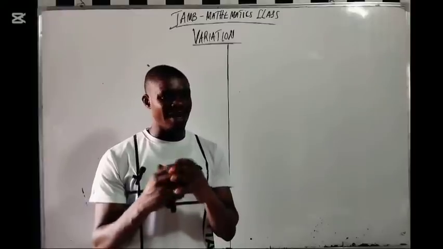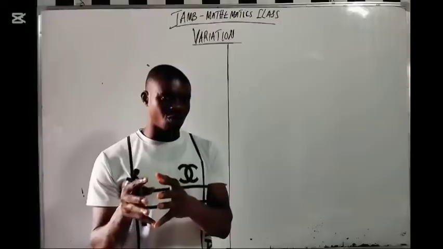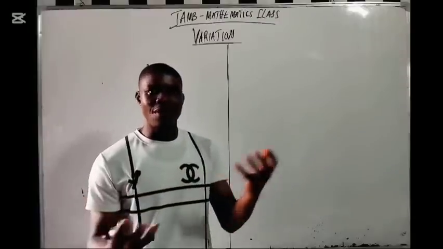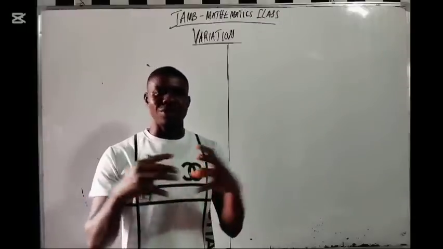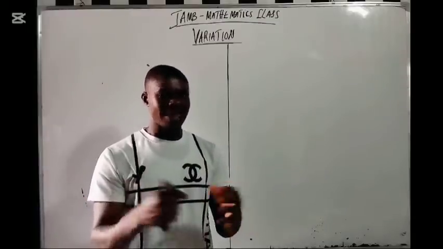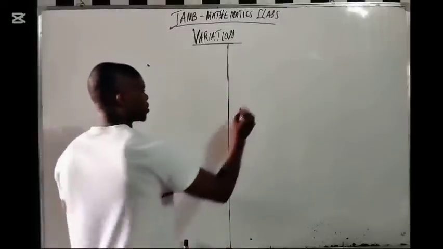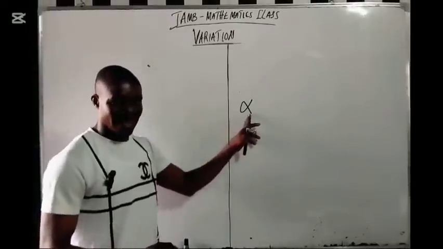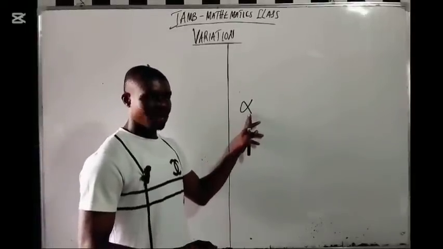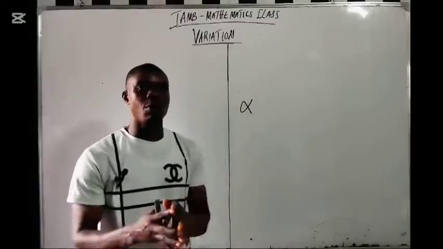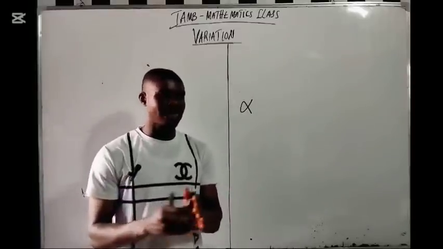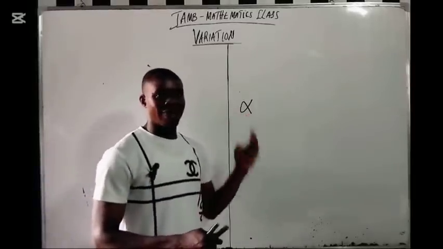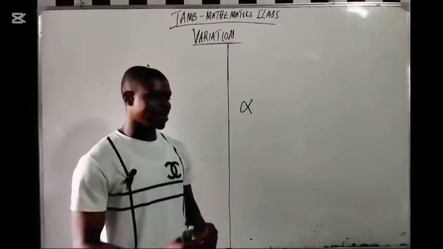If you're a science student in chemistry, you know Boyle's law, Charles's law, Avogadro's law, right? These are variations. This is called the proportionality sign or variation sign. It is used to relate two or more quantities.